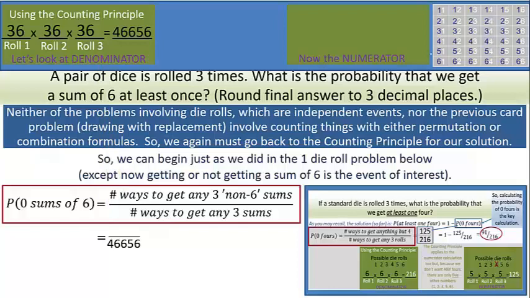Let's move to the numerator. Now in the numerator, we don't want any sums of 6. We're looking for the probability of getting no sums of 6.